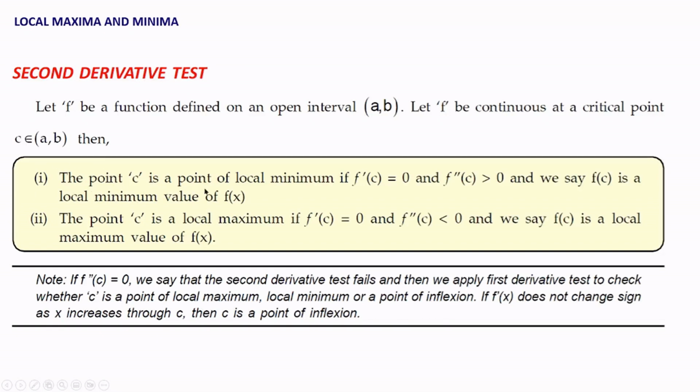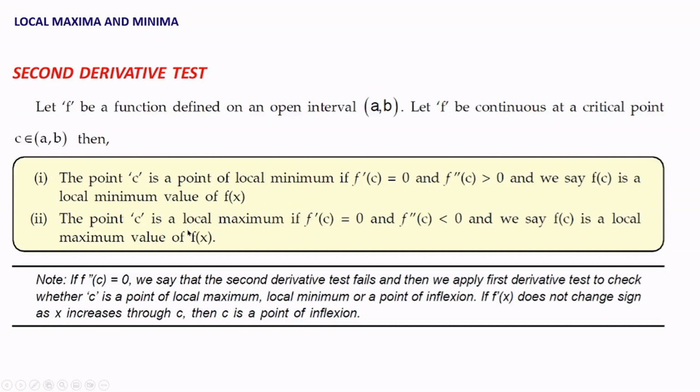Then the point c is a point of local minimum if f dash of c is equal to 0 and f double dash of c is more than 0. First we have to find f dash of x, equate it to 0 and find the critical point. So c is a critical point, and we have to find f double dash of x and substitute c and check. If f double dash of c is more than 0, then we say f of c is a local minimum value and c is a point of local minima.